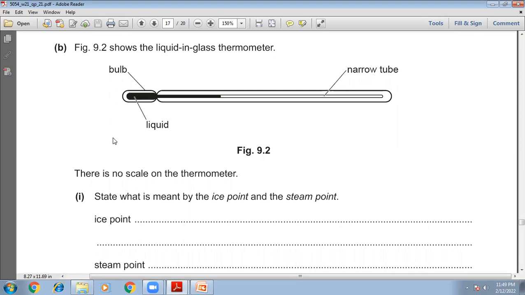Steam point basically means a point on the thermometer which shows the level of the thread of the mercury when the thermometer is placed in the steam of the boiling water. At that point, the level of the mercury becomes steady, and we put a mark on the thermometer, and we call it steam point. The ice point corresponds with the 0 degree centigrade temperature, and the steam point corresponds with the 100 degrees Celsius temperature.